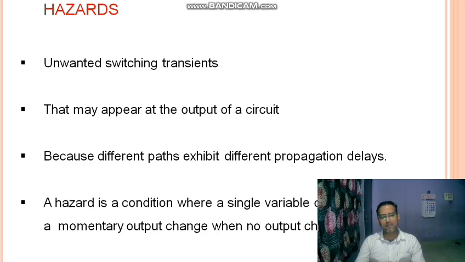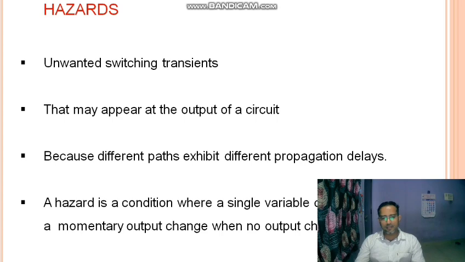Hazards definitions. What is a hazard? A hazard is an unwanted switching transition. What are unwanted switching transitions? They may appear at the output of a circuit because different paths exhibit different propagation delays. For example, if you take 0 as the input, it propagates continuously, then the time in between adds a 1. Then if you take 1 as the input, it propagates continuously, then it takes an error of 0. So the 0 to 1 and 1 to 0 transitions appear differently.